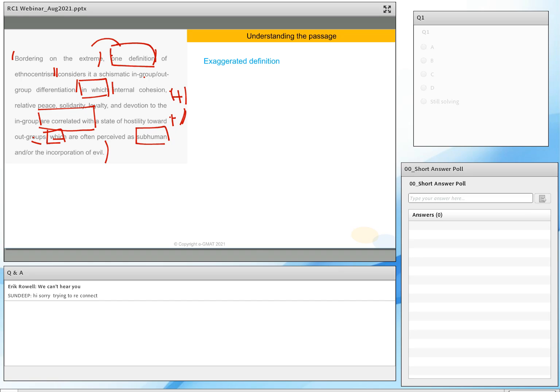Simple. So fundamentally, ethnocentrism, at least this one definition of ethnocentrism, not necessarily the author's definition, says that there's some kind of a difference between in-group and out-group, where some positive feeling towards the in-group is somehow connected with some negative feeling towards the out-group. This out-group is considered as subhuman and or evil, technically. This is what you should be able to extract.